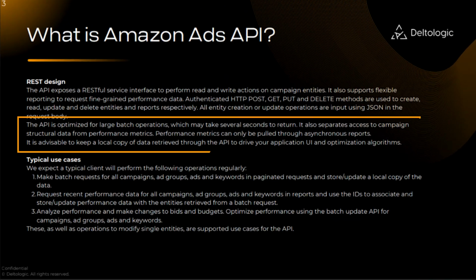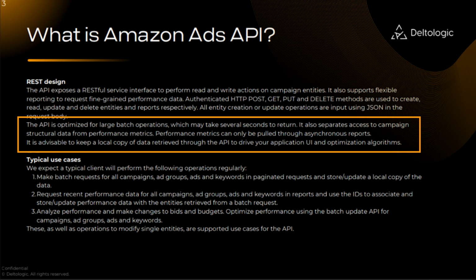The API is optimized for large batch operations, which may take several seconds to return. It also separates access to campaign structural data from performance metrics. Performance metrics can only be pulled through asynchronous reports. And also Amazon advises you to keep a local copy of data retrieved through the API, drive your application UI and optimization algorithms.